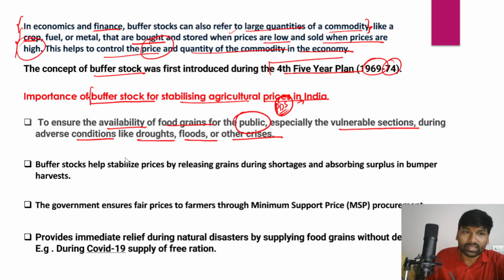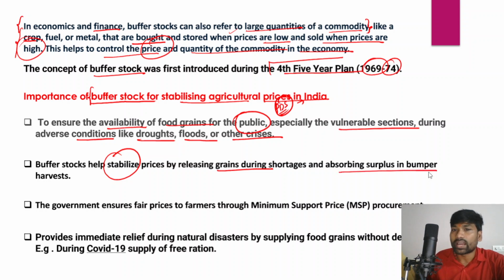And apart from that, these buffer stocks will also help stabilize the prices by releasing the grains during the shortage and absorbing the surplus in bumper harvest. So if you have understood the concept that I have explained in the beginning of this particular question, you can understand all these points, right?